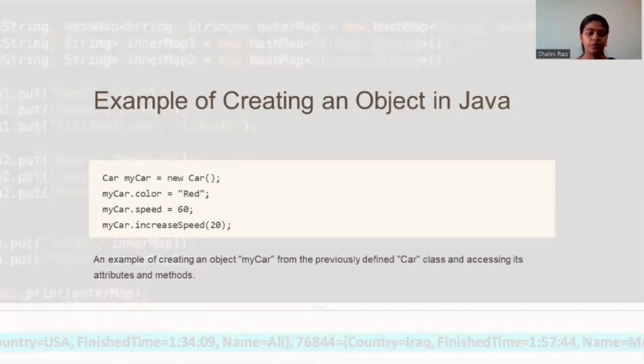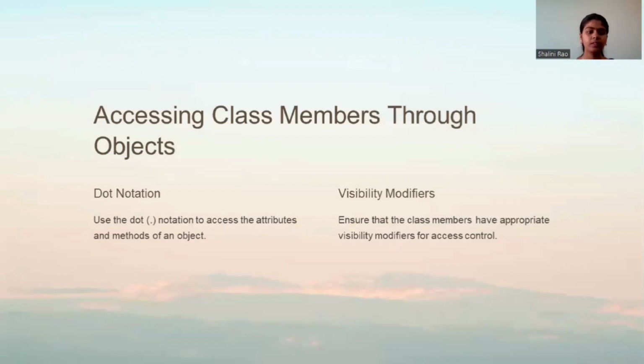Next, we have an example of creating an object. An example of creating an object, myCar, from the previously defined Car class and accessing its attributes and methods are given here. First, we have to use the class name, then followed by the object name. Here, myCar is the object name, and then equals to, and the new keyword, and again the class name.